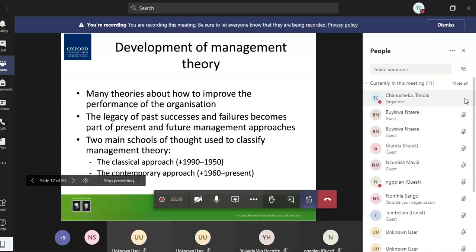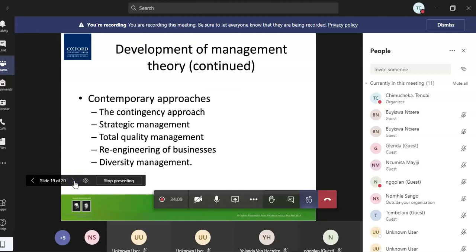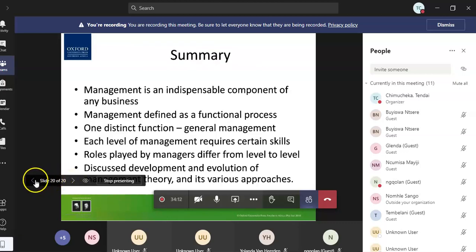Then the development of management theory. I'm not going to look at this with you because it is your assignment. But what I can say is that many theories about how to improve performance in organizations have been developed, and we cannot ignore the contribution of theories developed by others in the past. There are 2 main schools of thought used to classify management theory: the contemporary approach and the classical approach. I know one of your assignments will unpack this for us. I wish we could remove them from the notes so that they wouldn't assist you.